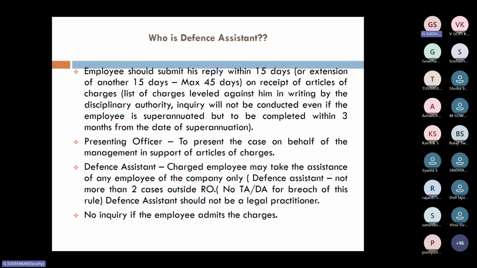The scale 4 officer, like a scale 1 officer, can appoint a defense assistant, as a scale 4 officer, to help during the proceedings. No inquiry is needed if they admit the charges, only in case of minor penalty. But in case of major penalty, even though he is admitting the charges, an inquiry has to be conducted, proceedings have to be narrated, and a report has to be sent to the disciplinary authority.